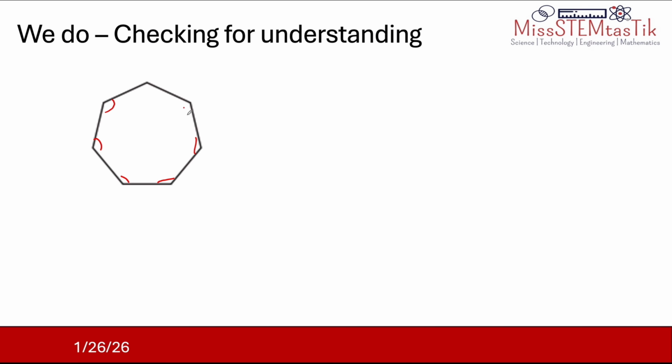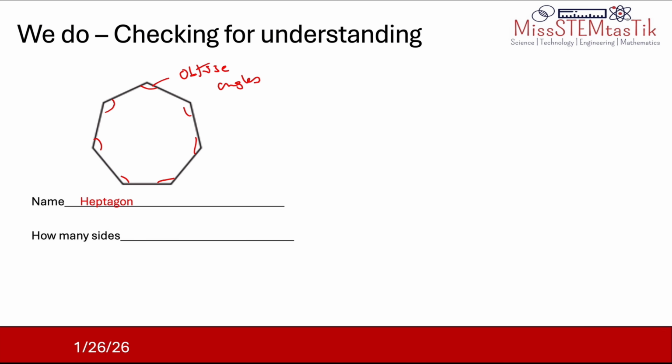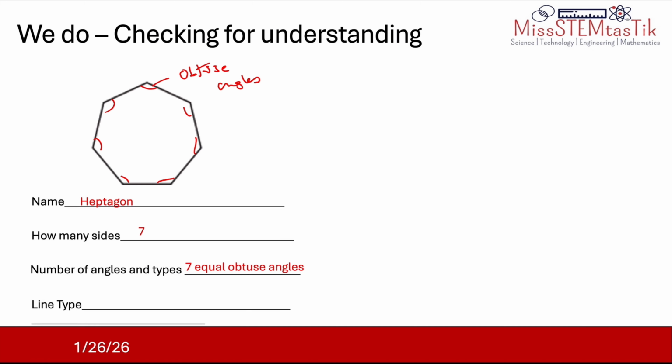Okay, this shape has a set of 7 equal angles. Looking at these angles, we can see that they're greater than 90 degrees and less than 180. So they are, of course, obtuse angles. And because there's 7 sides, it has 7 angles, it is a heptagon. We can see that because it has no 90-degree angle, it does not have perpendicular lines. And because it has an odd number of sides, it does not have any parallel lines either.